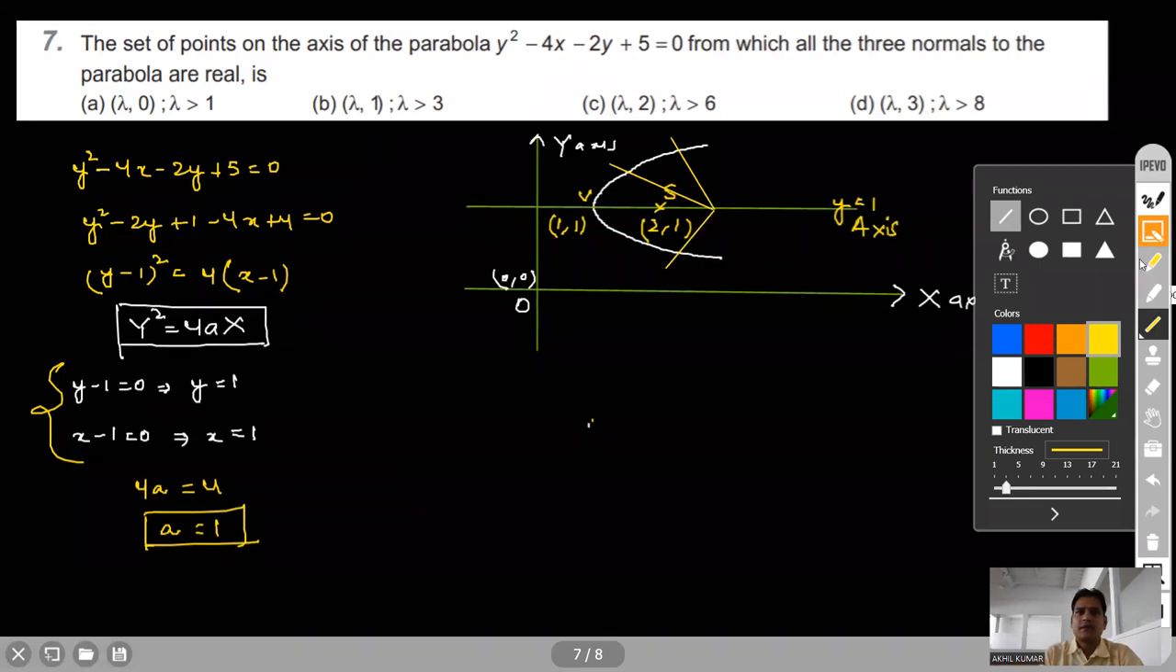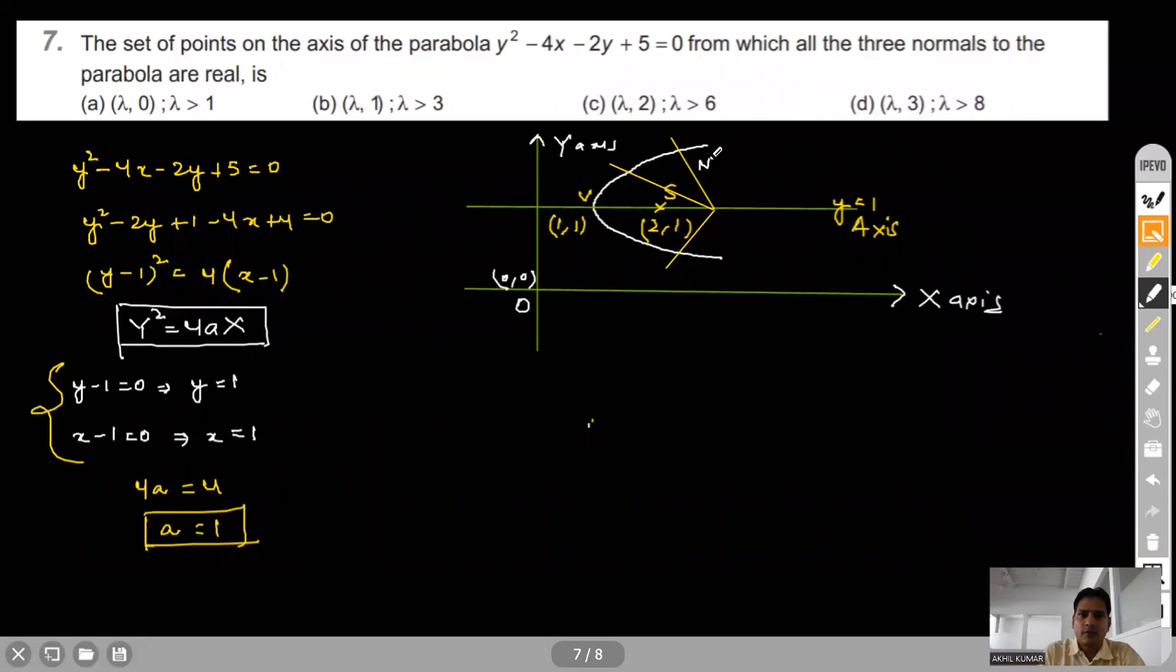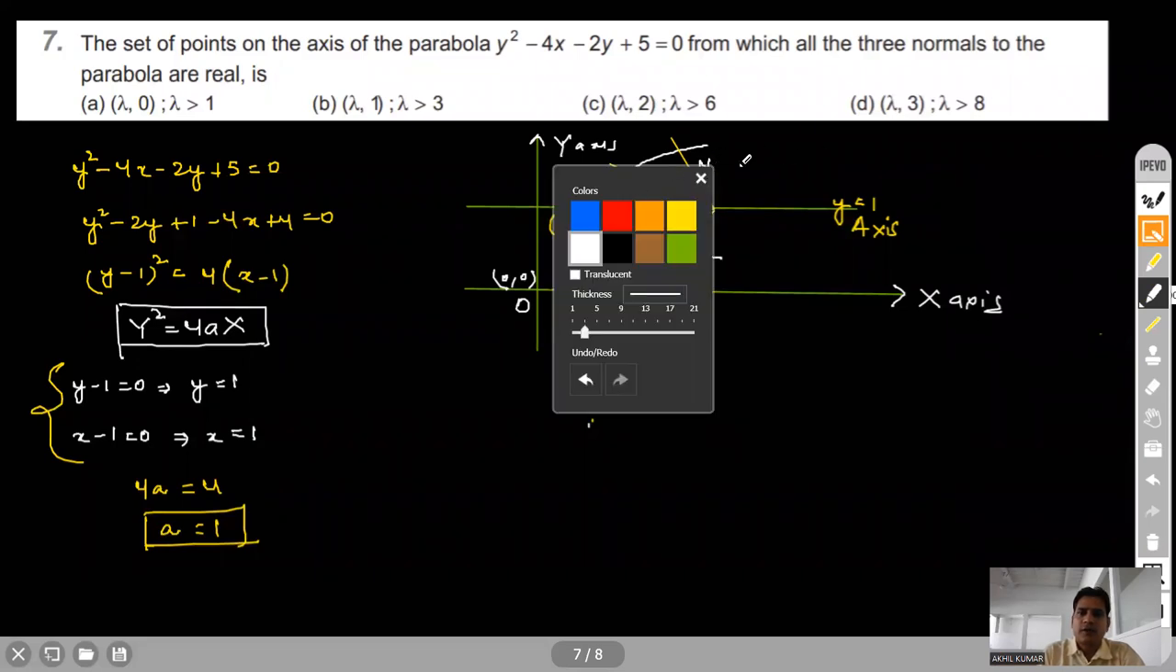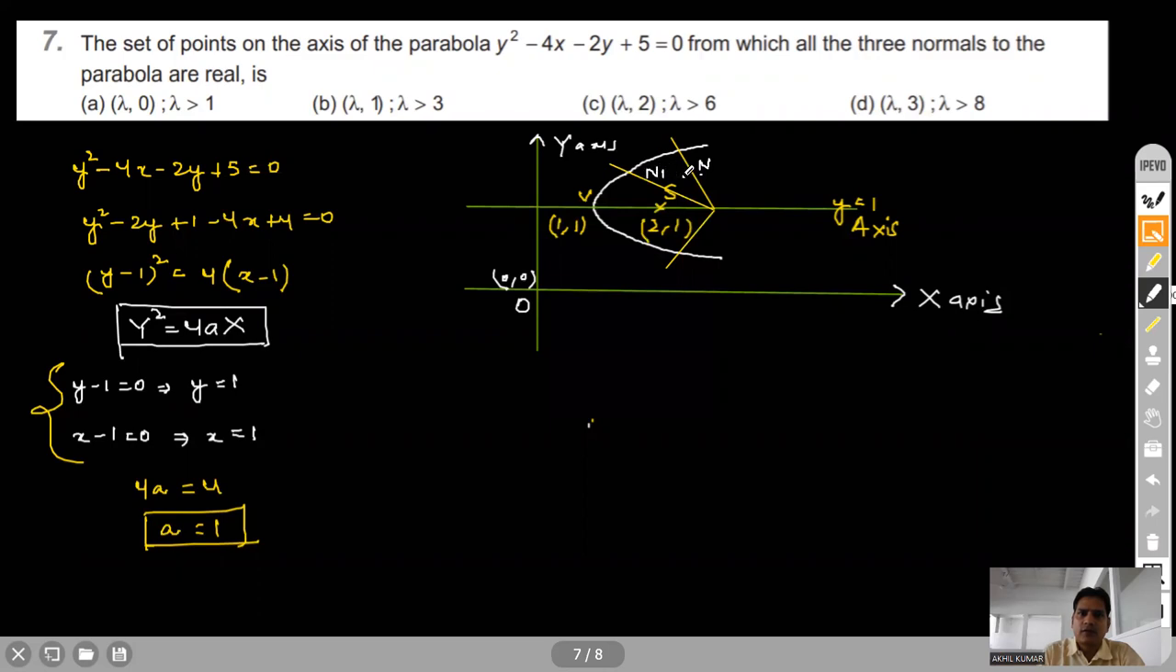So this is our first normal, this is our second normal, and this is our third normal. At this point, suppose I'm taking this point as M. So what will be its coordinates? Its x coordinate will be some lambda, and the y coordinate will be fixed, that is 1 only, since it is lying on the axis, and the axis is y equal to 1. So the coordinates of M will be lambda comma 1.